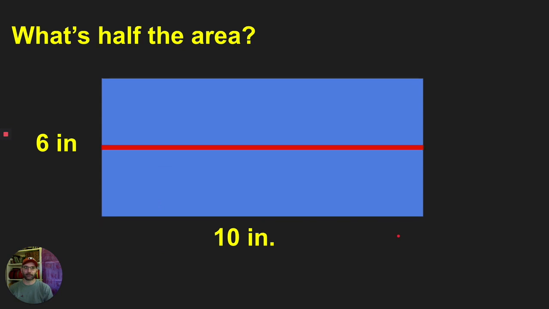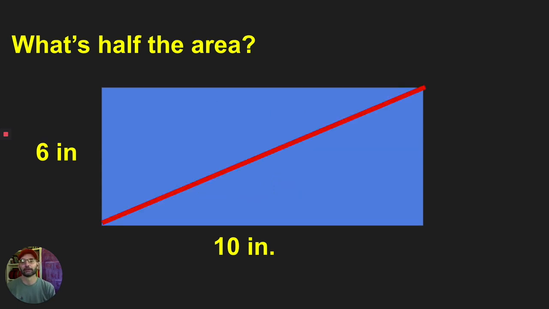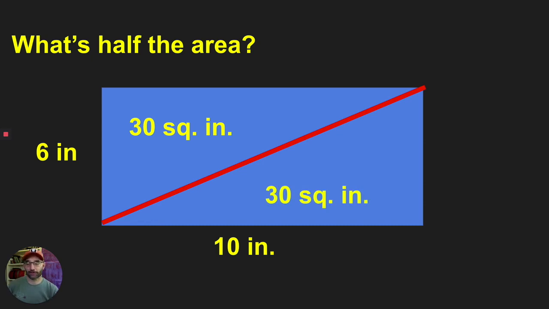Let's try it another way. What if it's the same size rectangle, 6 by 10, but the line is now going sideways through it? Well, it's still 30 square inches, right? 30 square inches and 30 square inches. But let's divide this rectangle in half another way. So now you tell me, what is the area of each half of this? Right, you should have got, it's still 30 square inches and 30 square inches. As long as you're dividing in half, any way you divide it in half, it's still 30 square inches.